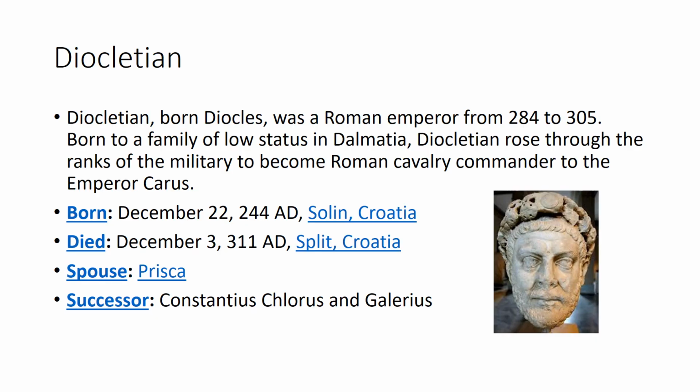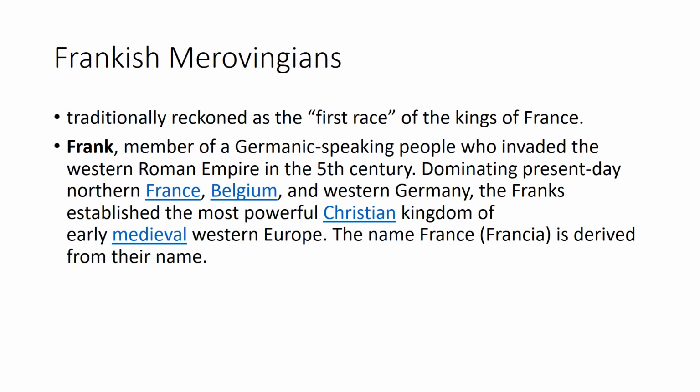This guy, Diocletian, was a Roman emperor from 284 to 305. He rose through the ranks of the military, becoming Roman cavalry commander to the Emperor Carus. He is just another important military figure.